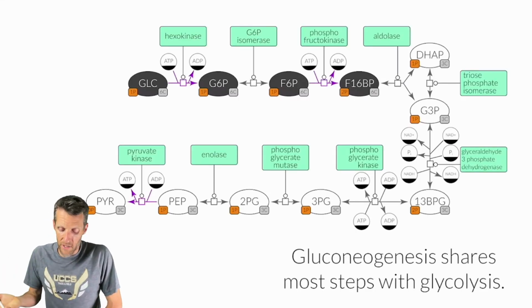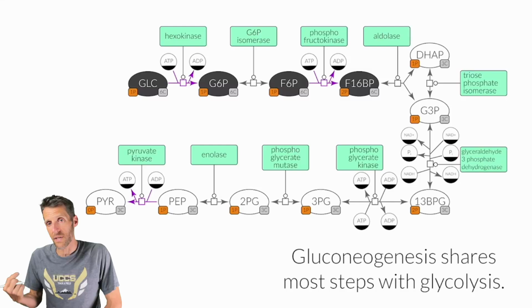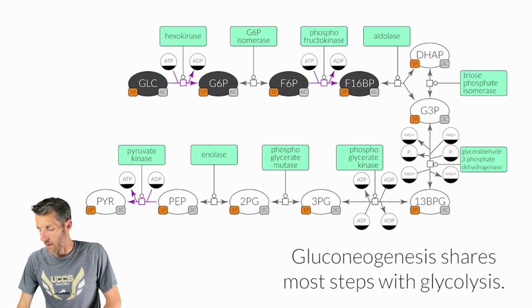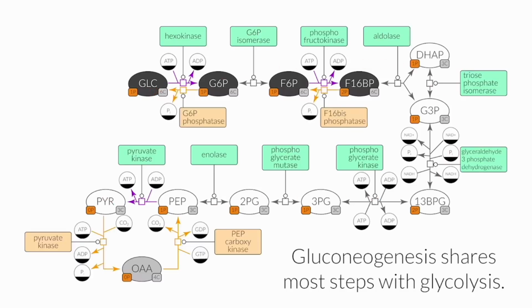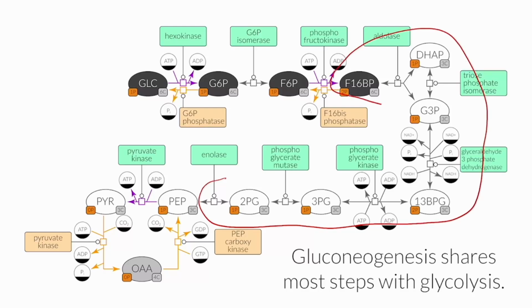Basically, gluconeogenesis is a heck of a lot like glycolysis. Most of its steps are in reverse, so I'm showing here glycolysis, the entire process of going from glucose to pyruvate in 10 steps. Gluconeogenesis adds a set of steps that reverse a few of them, but overall, if I'm drawing a circle, this is all identical between the pathways, as well as this.